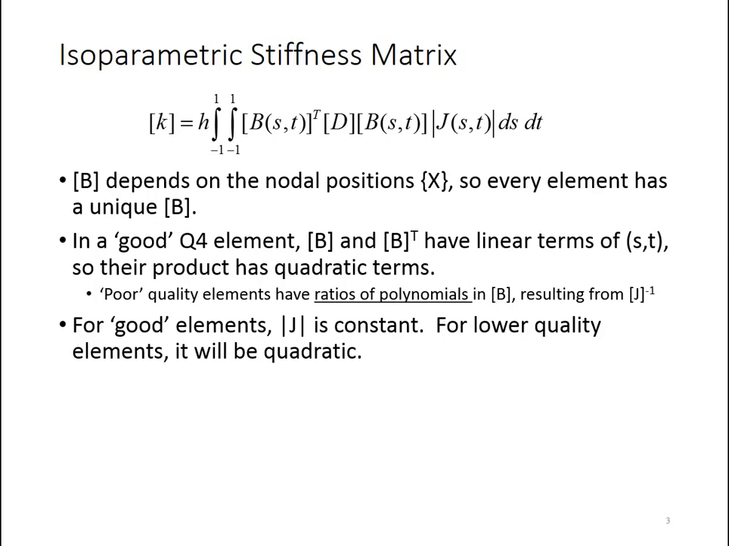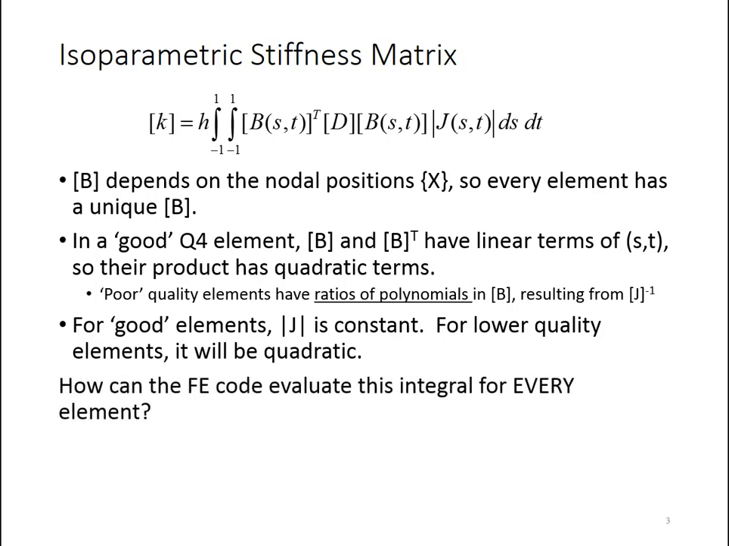However, for good elements, the determinant of the Jacobian is constant. For lower quality, it's going to be a quadratic term. So our real question here is, what can we do to allow the FE code for every single element to go through this integral and evaluate it? It will be a different integral for every single one. What do we do? Well, we turn to numerical integration. This is the background, the reason that we want to do Gaussian quadrature.